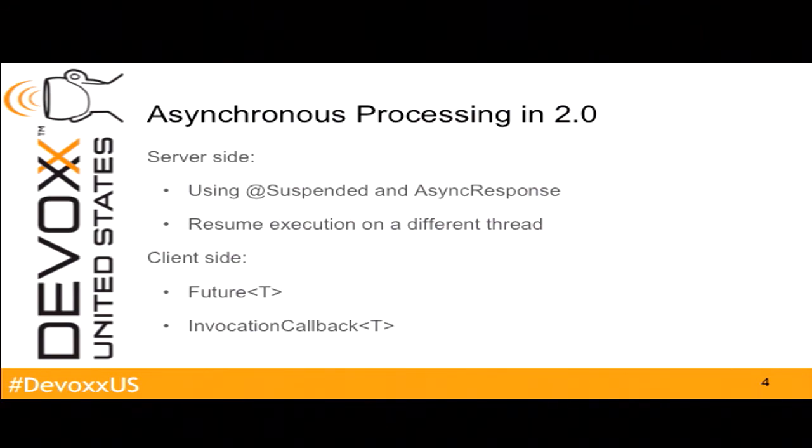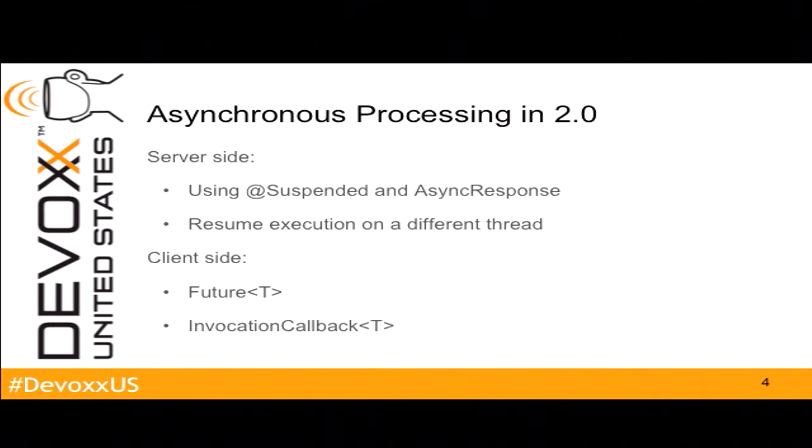So on the server side, what we did is we added a new annotation called @Suspended and a new type called AsyncResponse. And this is the way you basically indicated to the JAX-RS runtime that you wanted your resource method to be asynchronous and that perhaps the response to that request was going to come on a different thread. And essentially, the request thread could be freed and used for other things.